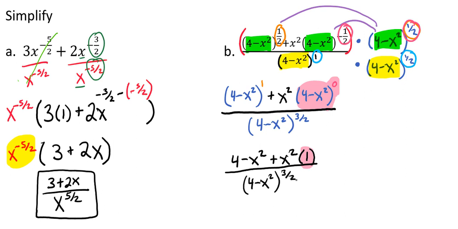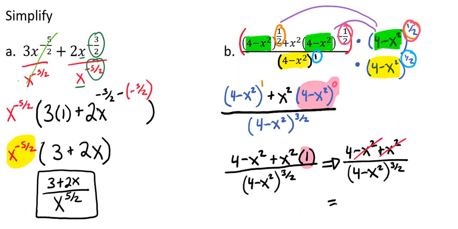And now we just need to clean up our numerator, or simplify, combine our like terms. So as we look at this, we have 4 minus x squared plus x squared over 4 minus x squared to the 3/2 power. And if we simplify that further, we're going to see that our x squareds up there are going to go away, which is going to leave us with 4 over 4 minus x squared to the 3/2 power. And we've simplified it, and we are finished.